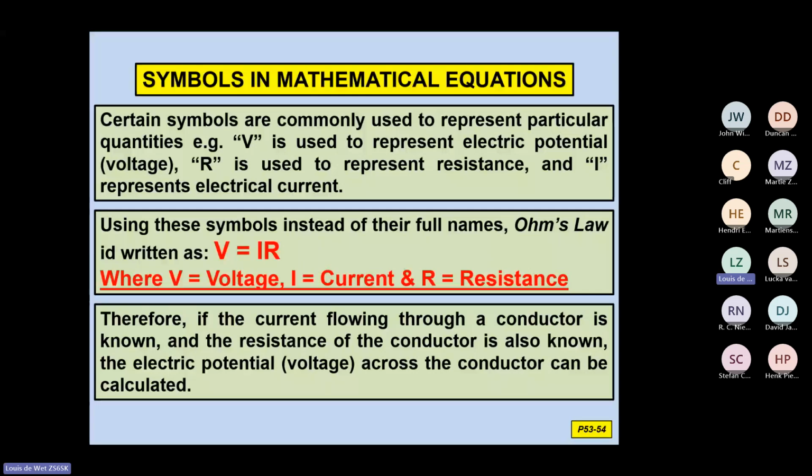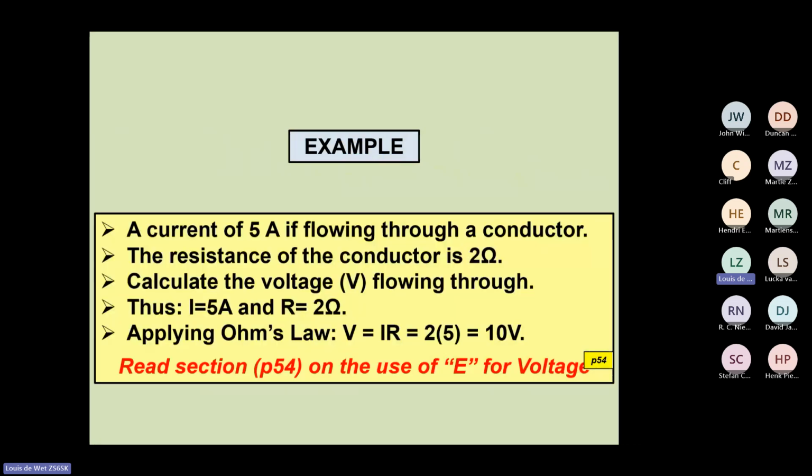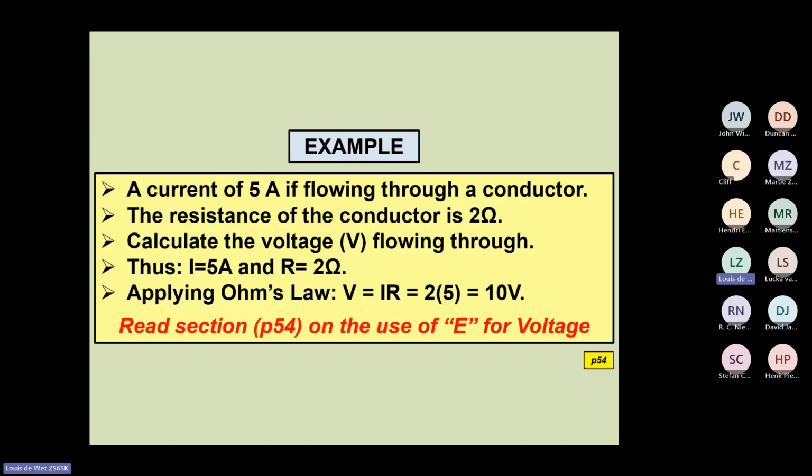Okay, so these are variables that you do have, but remember, there is the dependent variable and the independent variables. Let's look at this very simple example on the top of page 54. A current of 5 amps, beg your pardon about my spelling here, is flowing through a conductor. The resistance of the conductor is 2 ohms. Calculate the voltage across the conductor.